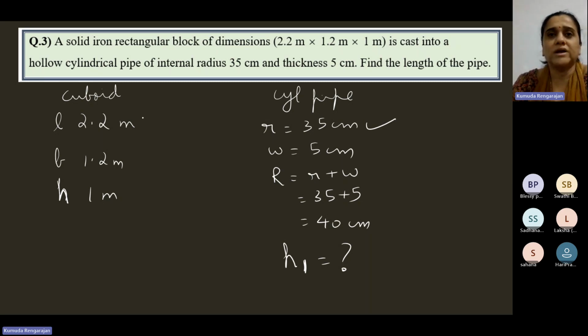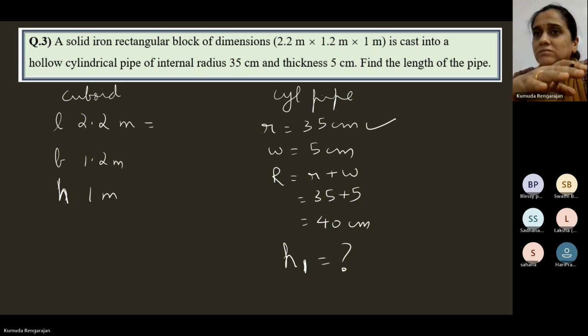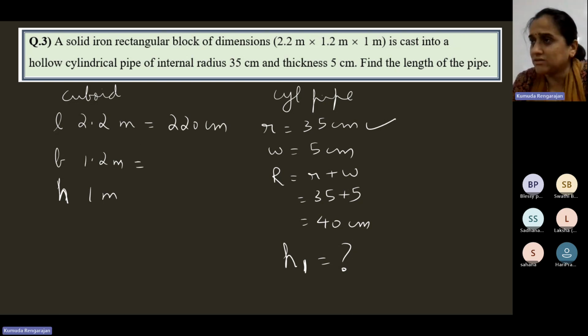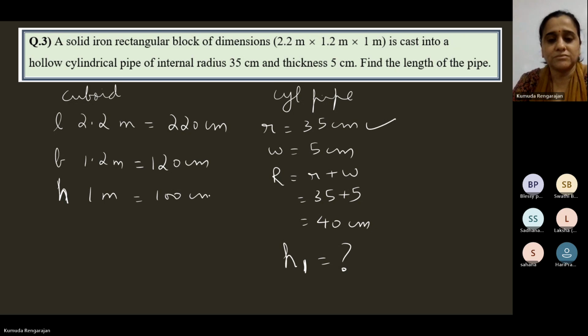So 2.2 into 100. How do you convert? We are not shifting the decimal point here. We are converting 2.2 meters to centimeter. So we should multiply by 100. 1 meter is equal to 100 centimeter. So 2.2 into 100 is 220 centimeter. We are converting meter to centimeter, so we are multiplying by 100. So 120 centimeter, 100 centimeter.